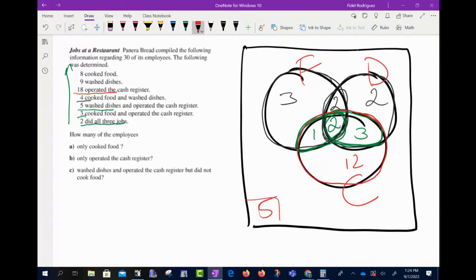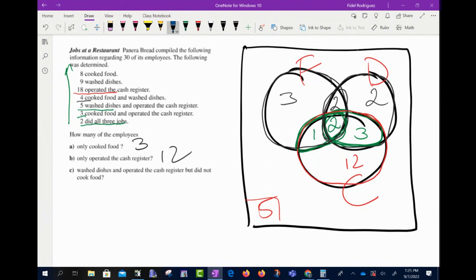Okay. Let's see. Question. How many people only cook food? 3. What about only did the cash register? 12? Okay. And then how many washed dishes and did the cash register but did not cook food?